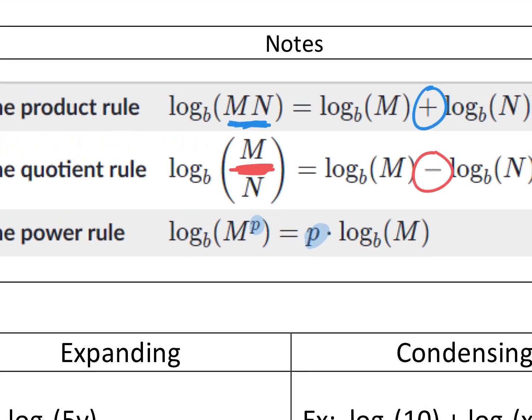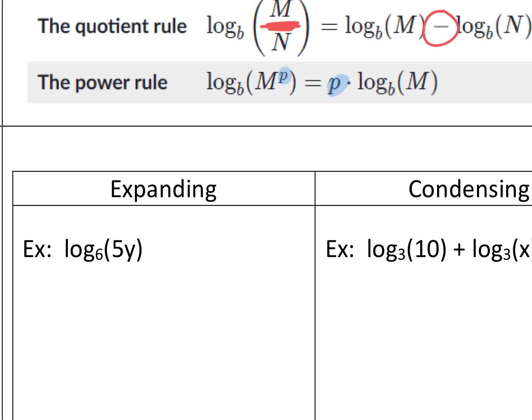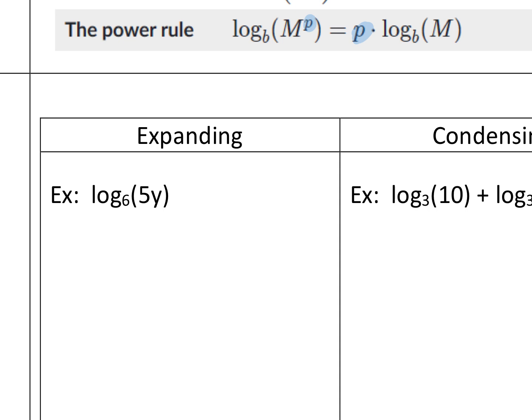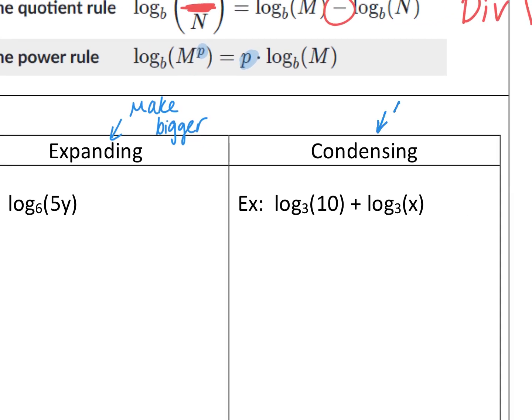So product means multiplication goes with addition. Quotient means division goes with subtraction. Power rule means powers can be on the back or the front, not both, one or the other. But those are my 3 rules. So we're going to be using these rules to do what we call expanding and condensing. What does the word expand mean? Make bigger, make larger. What does condense mean? Make smaller. That's exactly what these processes are going to do as well.